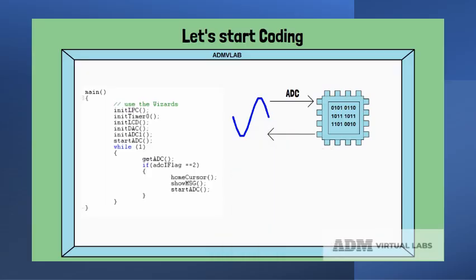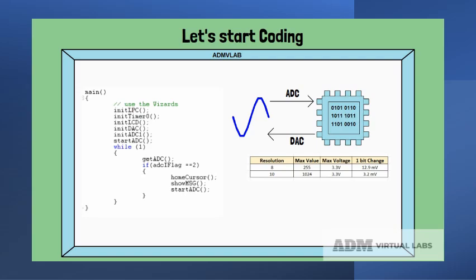A 1-bit embedded system can have only two values, 0 and 1, while an 8-bit system has the ability to detect 256 analog levels. LPC 2148 has a 10-bit ADC and DAC, and has a precision of 1 part in 1,000.